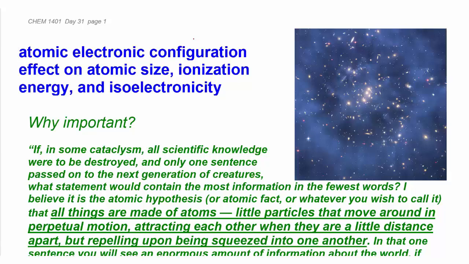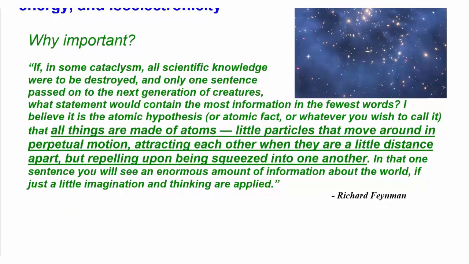Last time we talked about how the electron configuration, or the arrangement of the electrons energetically in an atom, determined all the chemical properties of that atom. Well, then it makes sense that the electron configuration influences atomic size and other things. So let's take a look at that a little more closely.